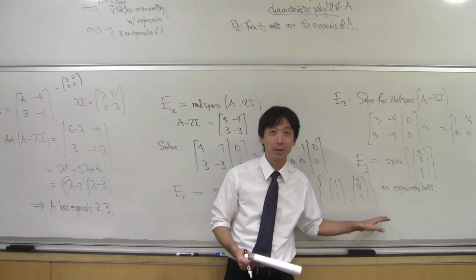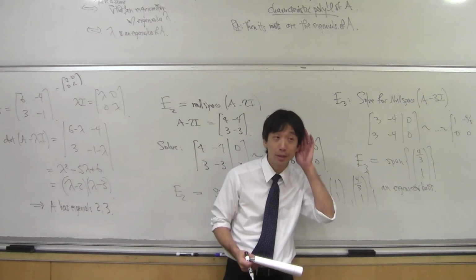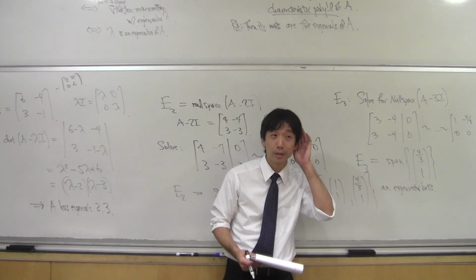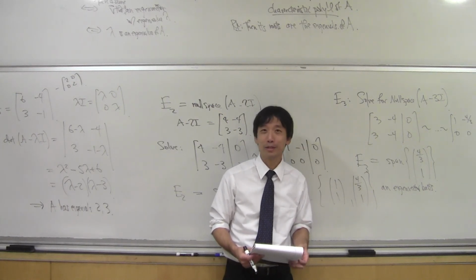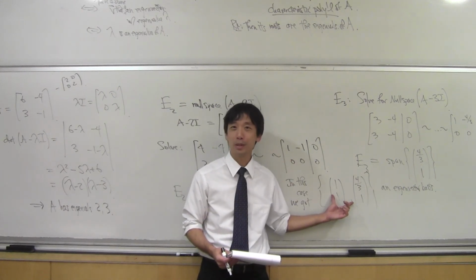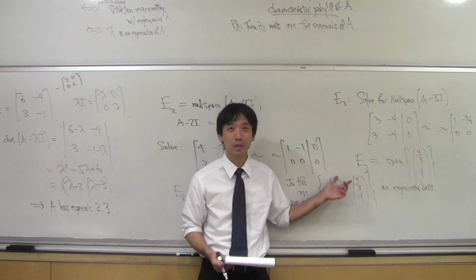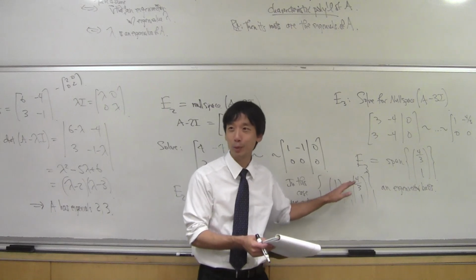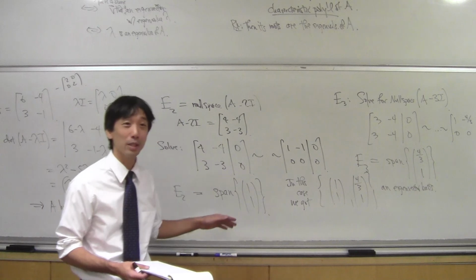Does anyone remember why an eigenvector basis was good? So it has to do with the matrix representation. The matrix representation with respect to an eigenvector basis turns out to be a diagonal matrix. Okay. So maybe you've forgotten that. That's okay. We'll say that again later on. Okay. So it's a good thing to have an eigenvector basis, and this is how you would go about finding one.